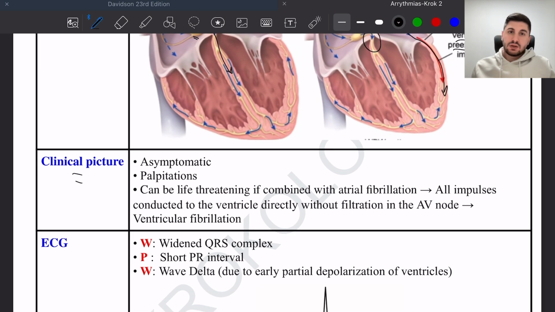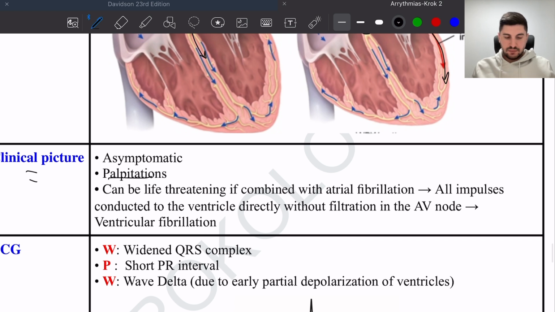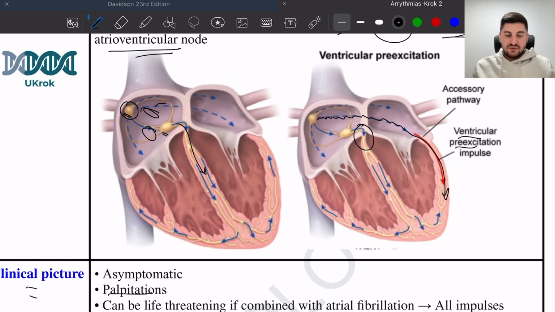It can be asymptomatic, so it's not a big deal that there is atrial depolarization and ventricular depolarization immediately without the AV node holding the impulse, but it can also cause palpitations. It can be life-threatening, however, if it's combined with atrial fibrillation. Imagine we have atrial fibrillation, a lot of impulses in the atria. Normally, a lot of them are filtered by the AV node, so fewer impulses go to the ventricles, and the ventricles depolarize at a relatively normal rate.